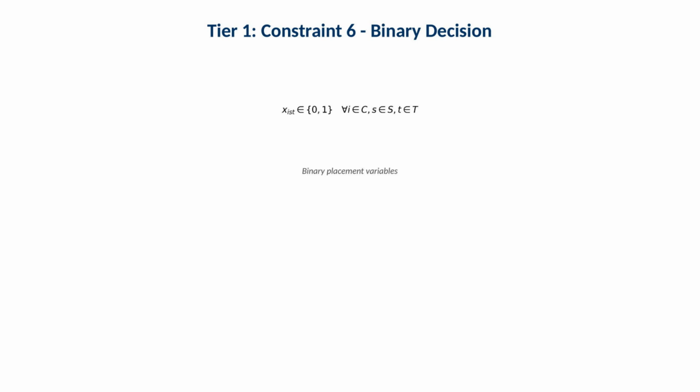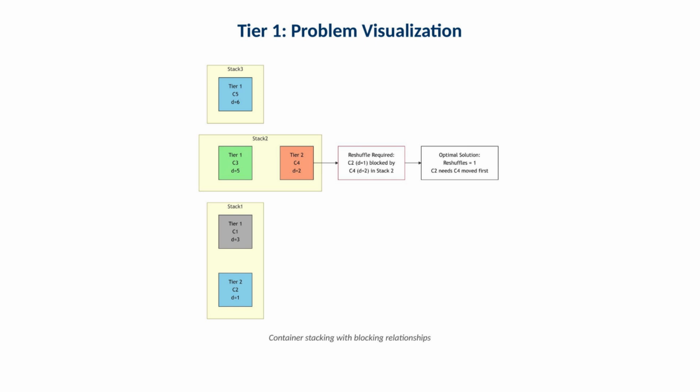Placement, blocking, and reshuffle indicators represent discrete facts, so they must be binary. Each one is either true or false. This matters because continuous half-blocking variables would not correspond to an executable yard plan. This visualization helps you see the model in the way operators see the yard. When one container sits above another in a stack, the lower one is not directly accessible. The figure makes the mathematical logic intuitive. Placement creates a stack, creates blocking, and blocking paired with departure order creates reshuffles.